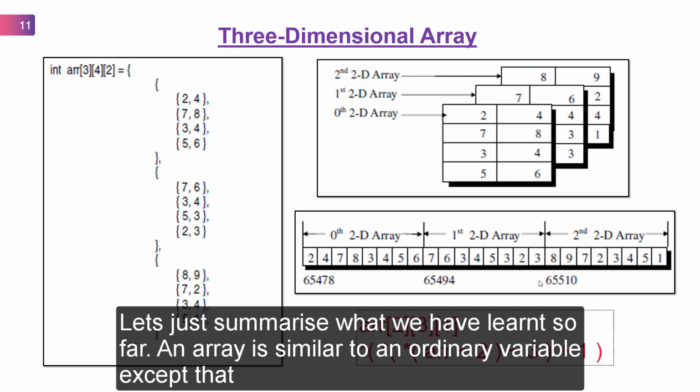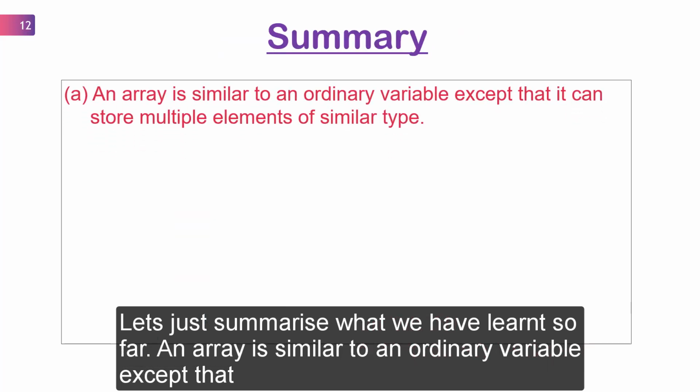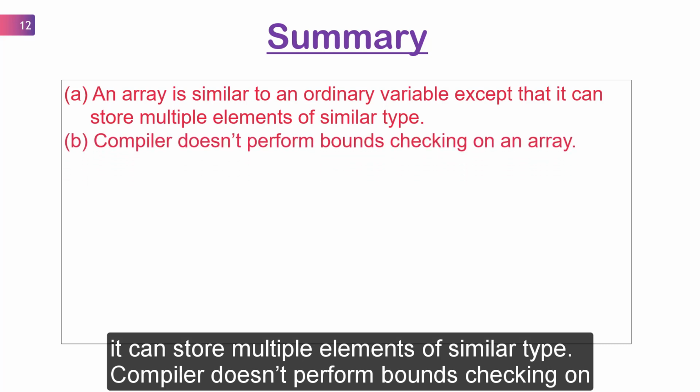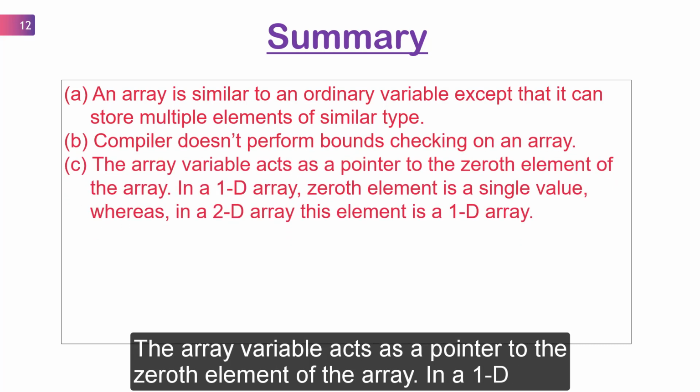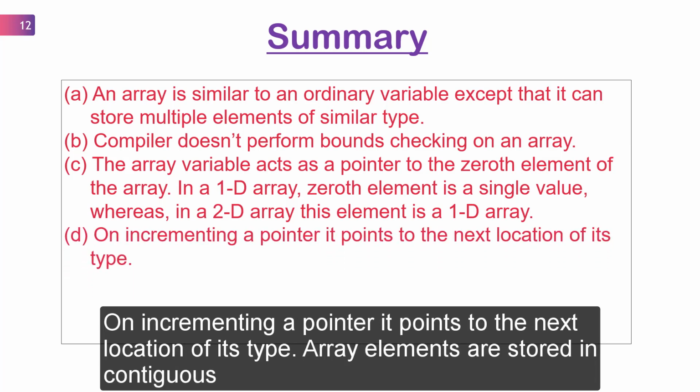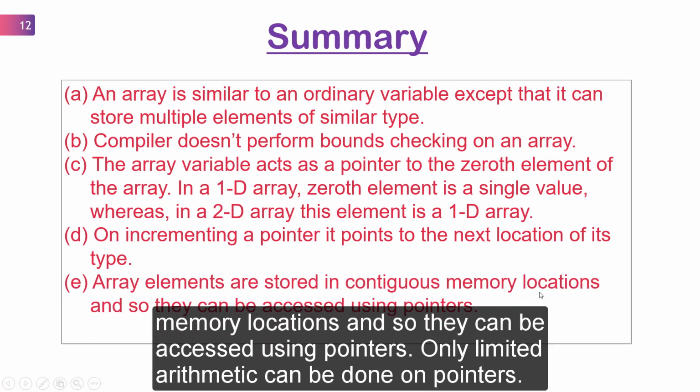Let's just summarize what we have learned so far. An array is similar to an ordinary variable except that it can store multiple elements of similar type. Compiler does not perform bounds checking on an array. The array name acts as a pointer to the 0th element of the array. In a 1D array, the 0th element is a single value, whereas in a 2D array, this element is a 1D array. On incrementing a pointer, it points to the next location of its type. Array elements are stored in contiguous memory locations, and so they can be accessed using pointers. Only limited arithmetic can be done on pointers.